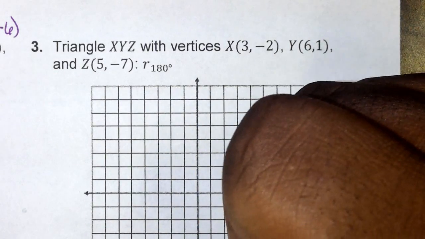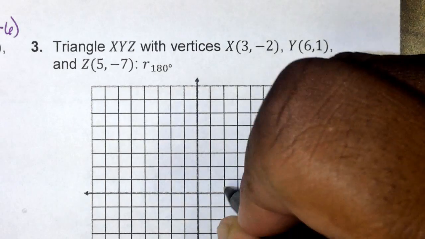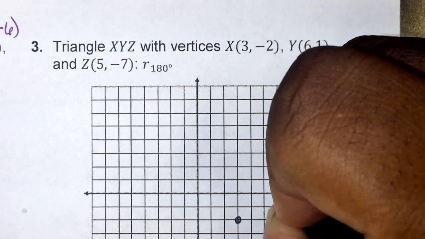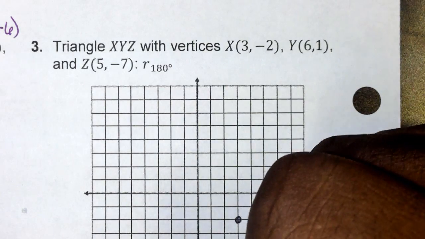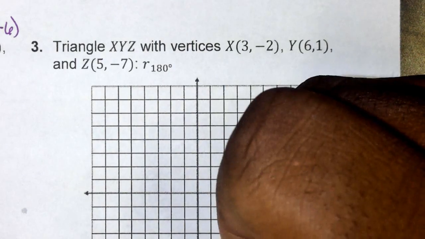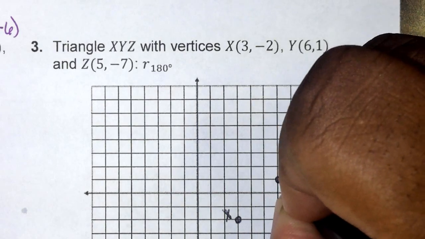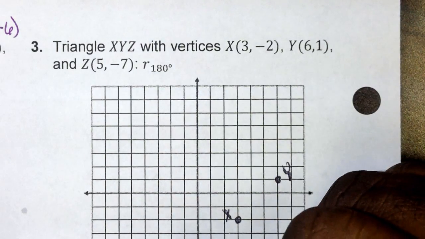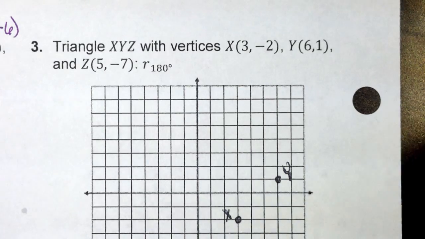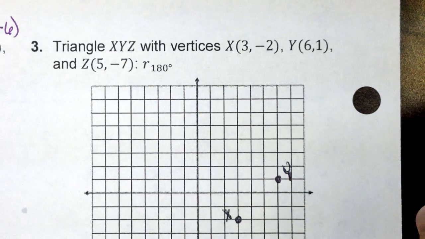3, -2, 6, 1, and then 5, -7. X, Y. I cannot make a Y. Z. Oh, my Z look horrible today too. Oh man.